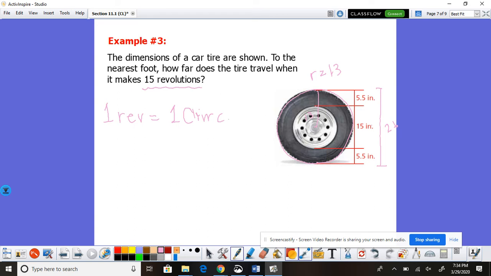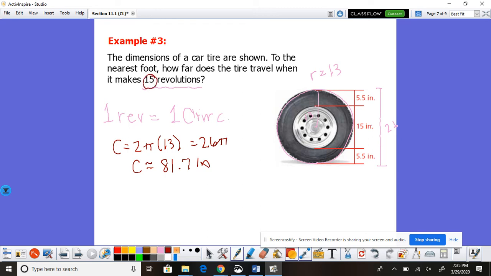So first thing I'm going to do, let's find one circumference, which would be one revolution. So C equals 2 pi R, which is 13, which is 26 pi. Guys, I'm eventually going to have to convert this to feet, so I'm going to go ahead and put this into my calculator. And when I do, I get their circumference is roughly 81.7 inches.